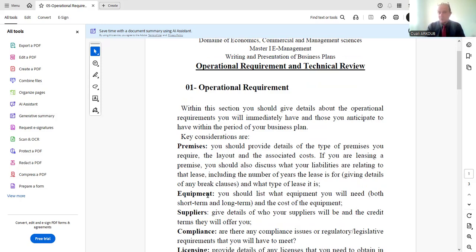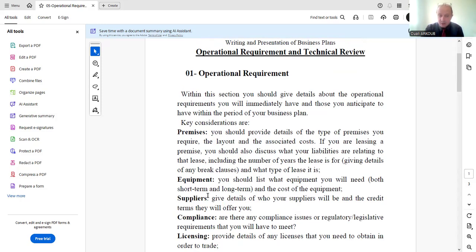If you are leasing a premise, you should also discuss what your liabilities are relating to that lease, including the number of years the lease is for, the location, giving details of any break clauses, and what type of lease it is. What type of leasing this premises is. The first is the premises. The second is equipment. What equipment?